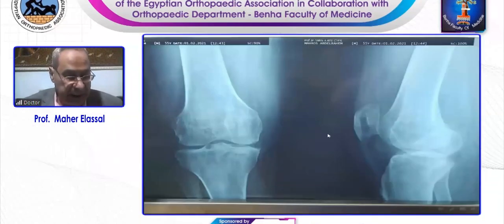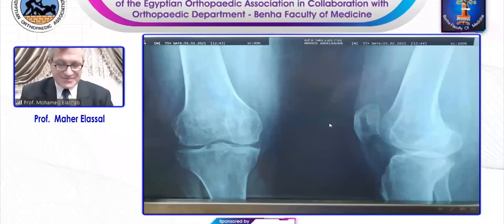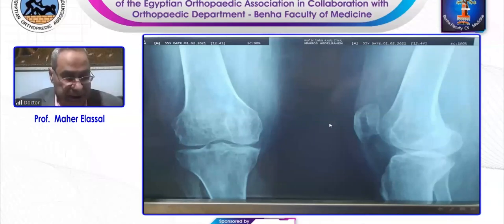This is the AP and lateral views of plain X-ray, showing osteoporosis of the knee region as a whole, with mild medial joint space reduction.